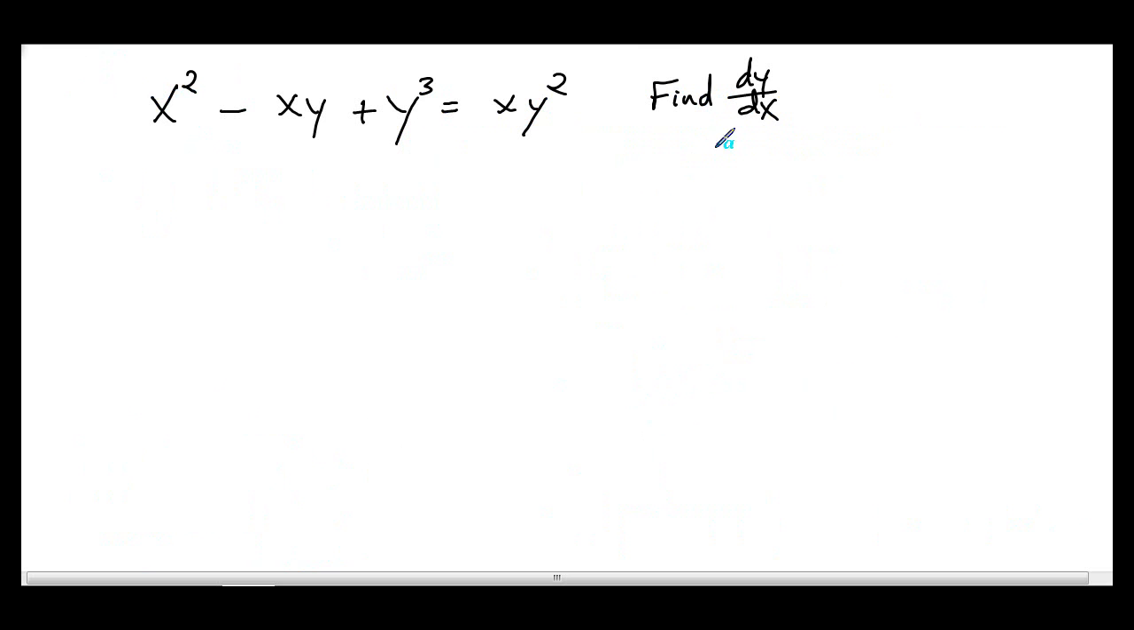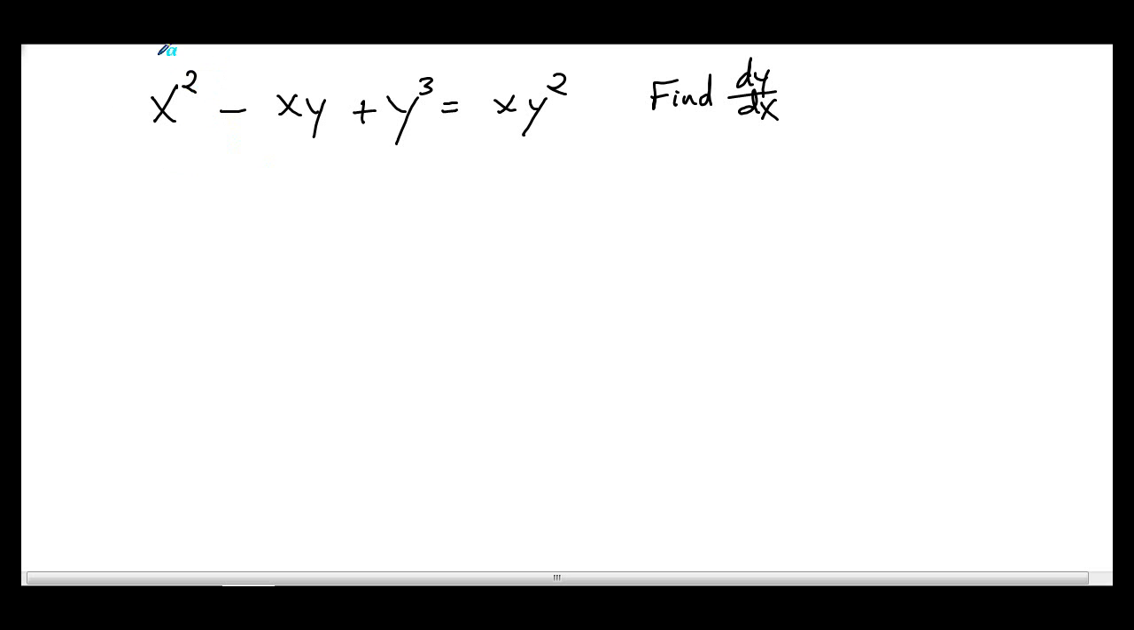Now in this next example, we're asked to find dy/dx of x squared minus x times y plus y cubed equals x times y squared. Again, this is implicit because the variables are not solved explicitly for one another. So we have implicit differentiation.